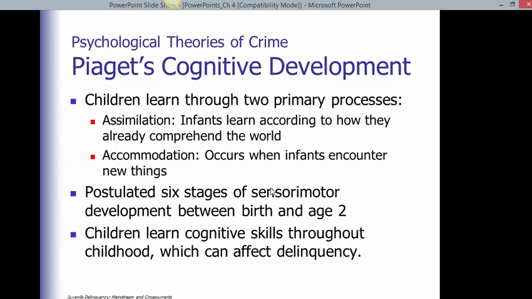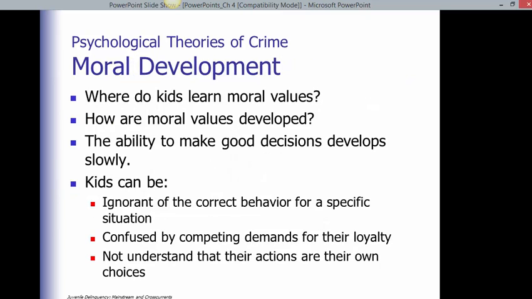Piaget's cognitive development. Children learn through 2 primary processes. 1, assimilation. Infants learn according to how they already comprehend the world. And 2, accommodation occurs when infants encounter new things. Piaget postulated 6 stages of sensorimotor development between birth and 2. Children learn cognitive skills throughout childhood, which can affect delinquency.